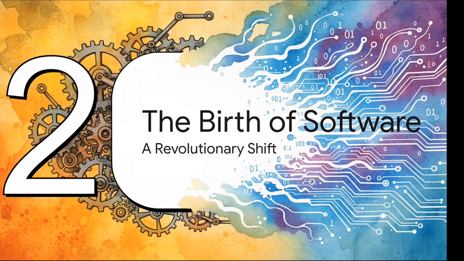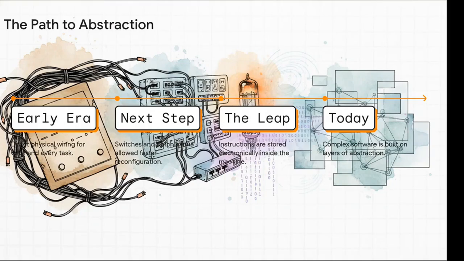So this physical, almost mechanical way of computing was the norm for years. But then something happened. A huge revolutionary shift that changed everything. And this, right here, is the moment that software as we know it was truly born. You can really see the evolution here. It was a journey away from the physical and towards the abstract. We started with literally wiring things directly.